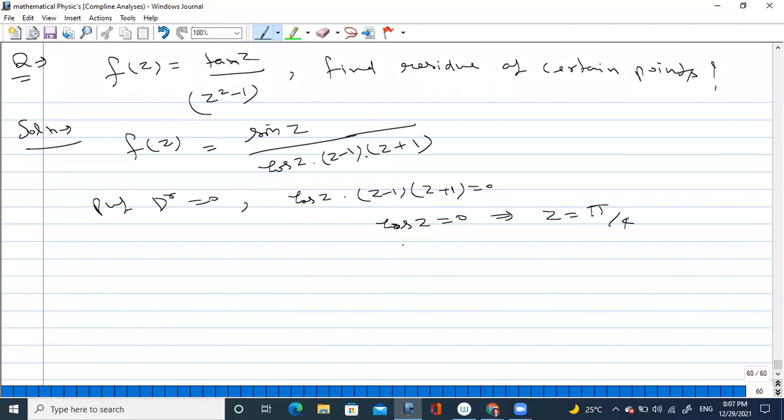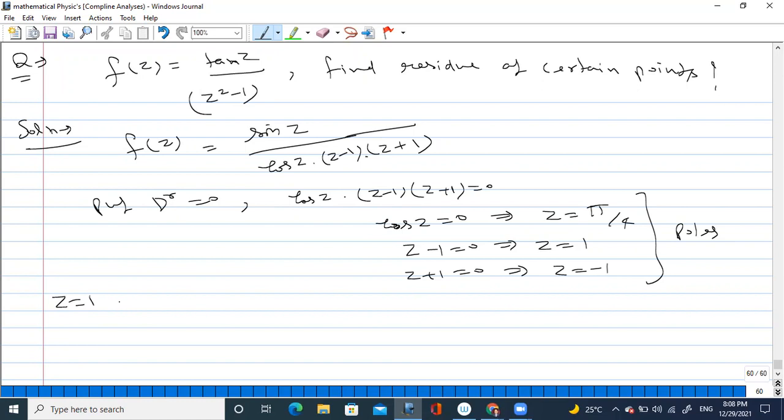So from here, if I take z minus 1 equal to 0, this implies z equal to 1. If I take z plus 1 equal to 0, this implies z equal to minus 1. These are the poles. So at all these poles, I have to find out the residue. Okay.